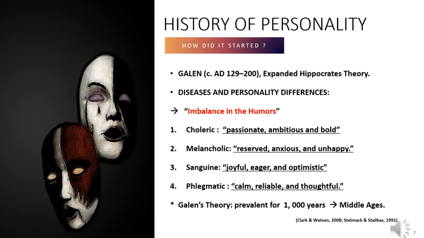Galen's theory was prevalent for over 1,000 years and continued to be popular through the Middle Ages. Not until the 19th century, with the advent of modern medicine, was Hippocrates' and Galen's theory substantially challenged, although it continued to be used by some researchers and practitioners until the 20th century.